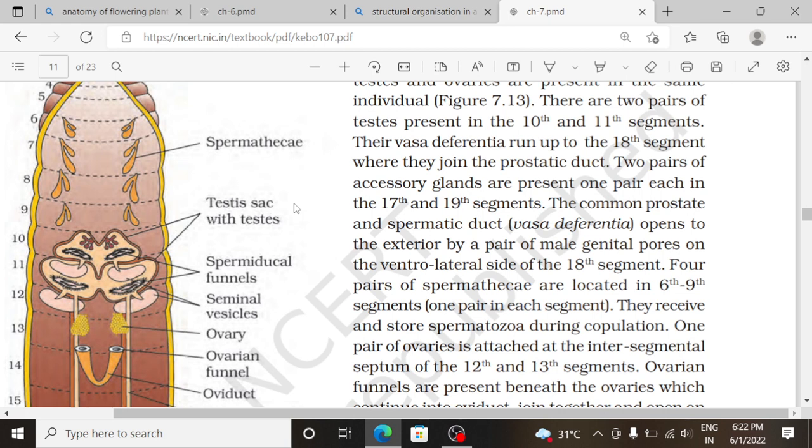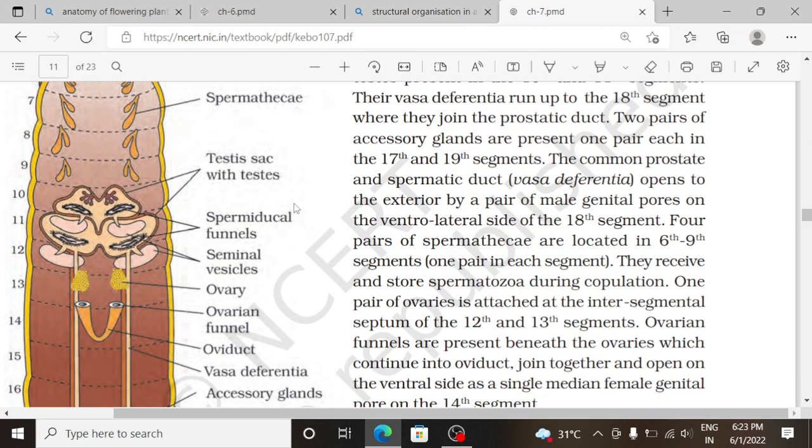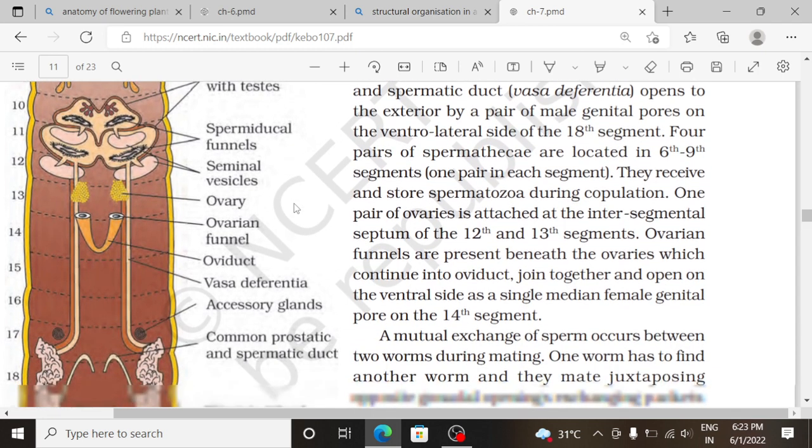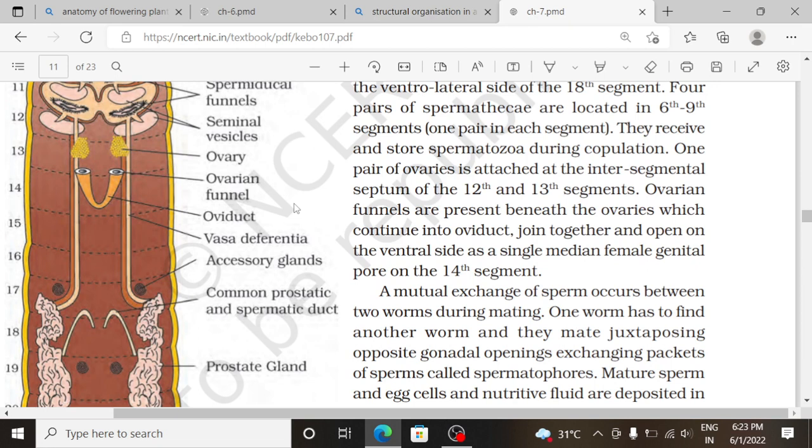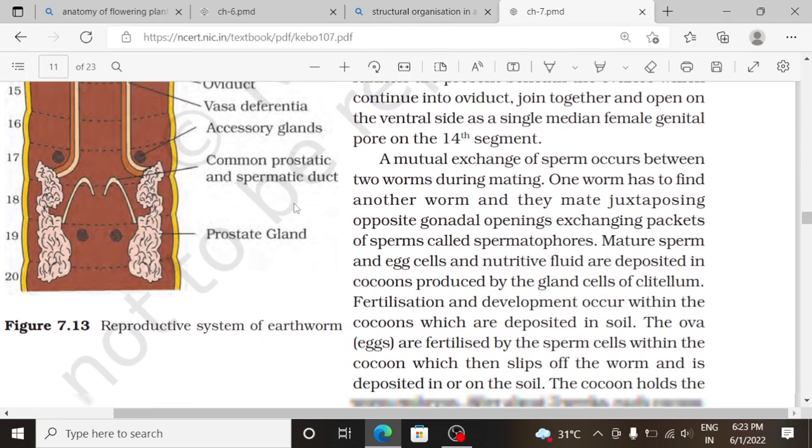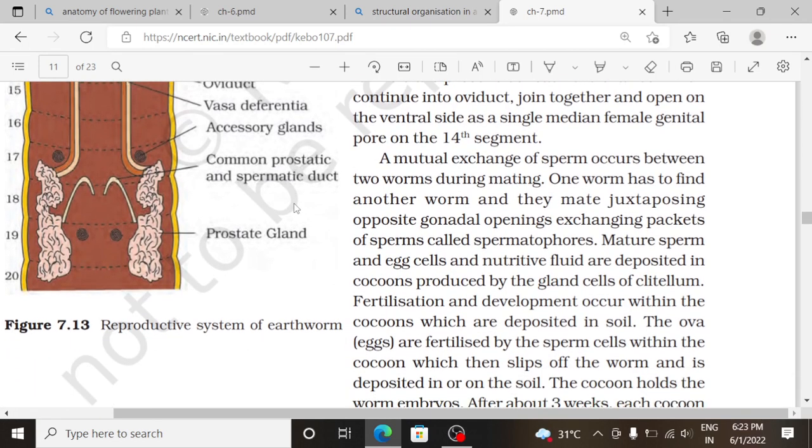Four pairs of spermathecae are located in 6th to 9th segments, one pair in each segment. They receive and store spermatozoa during copulation. One pair of ovaries is attached at the intersegmental septum of the 12th and 13th segments. Ovarian funnels are present beneath the ovaries, which continue into the oviduct, join together and open on the ventral side as a single median female genital pore on the 14th segment.